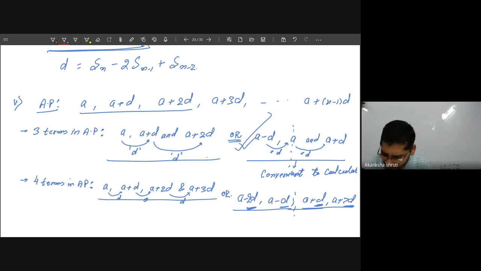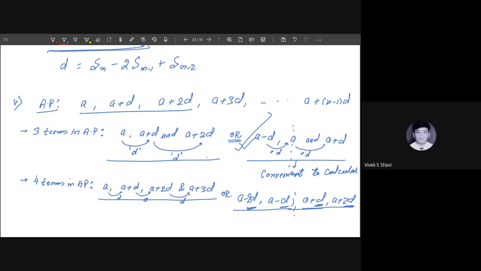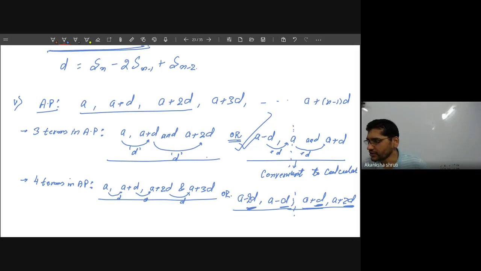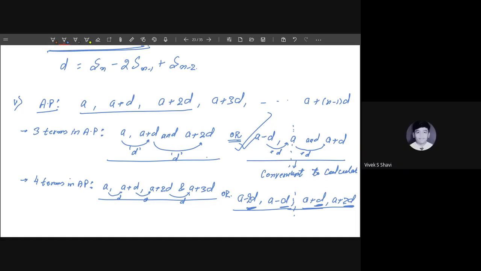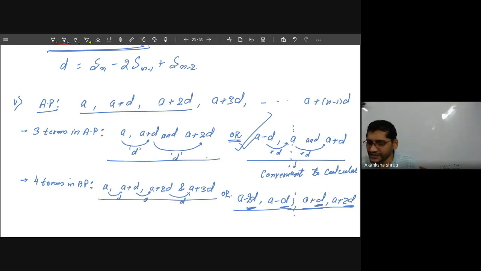So considering this symmetry, we are choosing in this fashion. Okay, so can I choose A minus 2D, A minus D, A plus D and A plus 2D or not? Student, please tell me. Yes, tell me quickly. No. Okay, Vivek is saying no. Why no, Vivek? Sir, the difference is varying. Ah, very good. Other students also have to think the same thing. Student, can I take this?